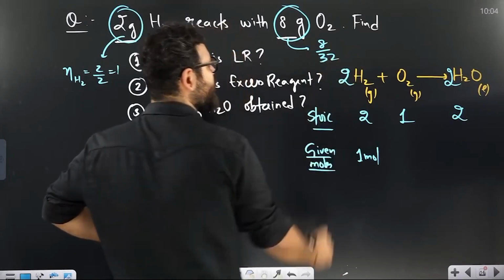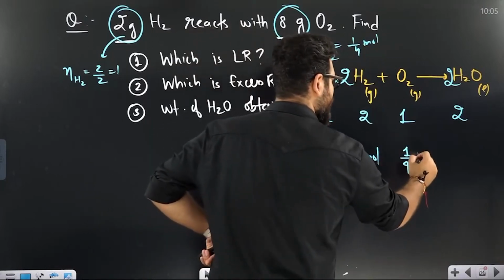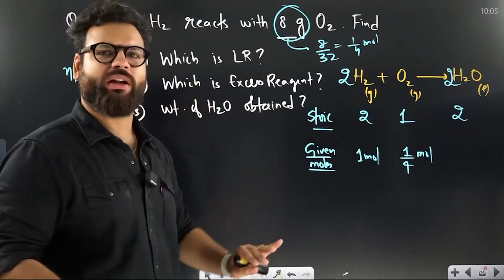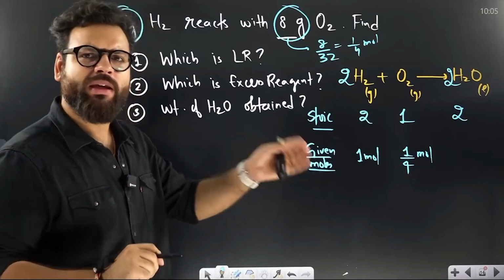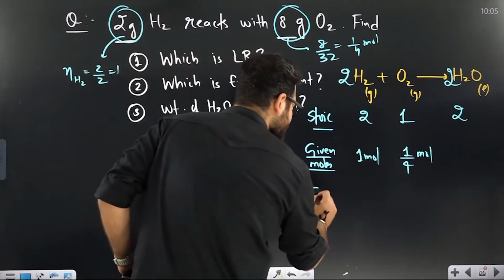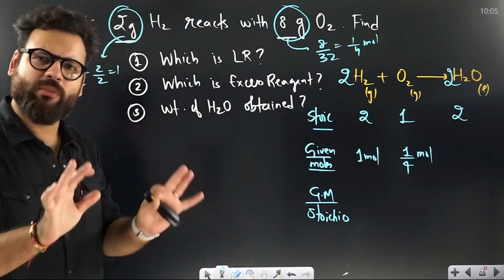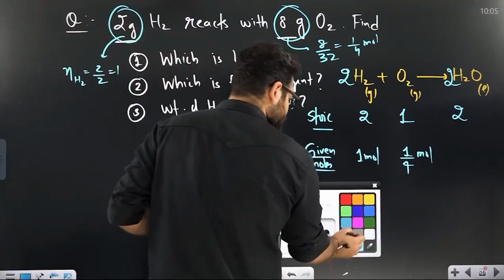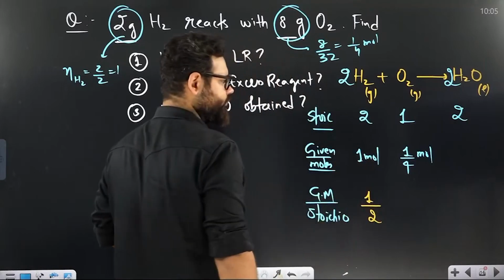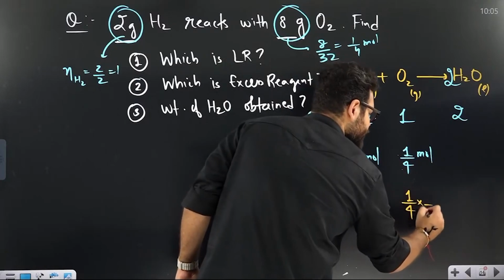8 by 32 is the molar mass, which is 1 by 4 mole. So this is given 1 by 4 mole. Next step, always do given moles by stoichiometry to find the limiting reagent, just to find who is going to finish first. Given moles are 1, stoichiometry is 2, so 1 by 2. Given moles are 1 by 4, stoichiometry is 1, so 1 by 4 by 1.